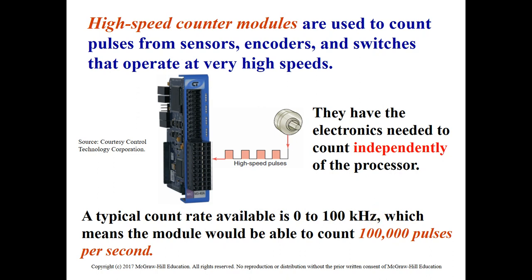So it can count the pulse train, as you can see here, that's generated by an encoder or some type of stepper motor and so on. These high-speed pulses can be counted by the PLC by using such specific modules for interfacing between the input counter and the PLC system.